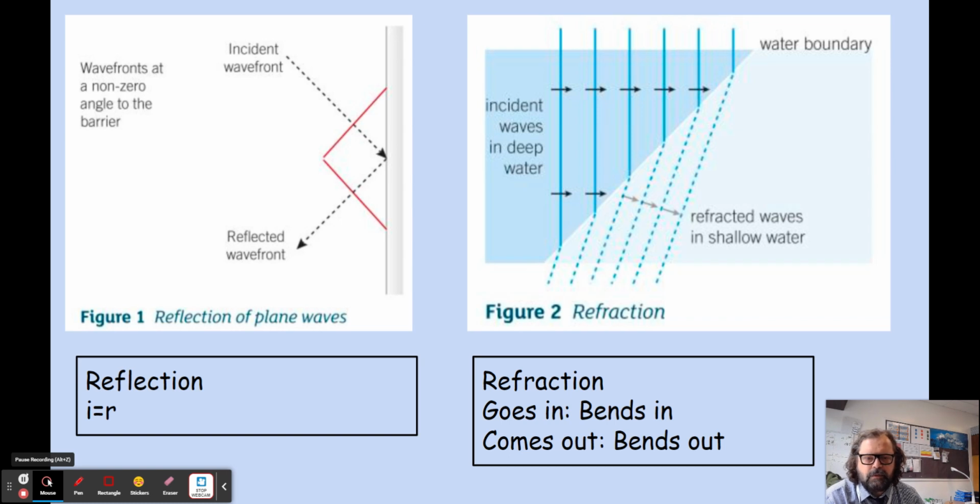In refraction, which is caused by a change in speed, a refraction is the change of direction of a wave as it crosses a boundary and changes speed.